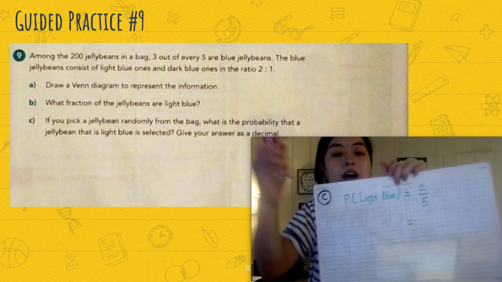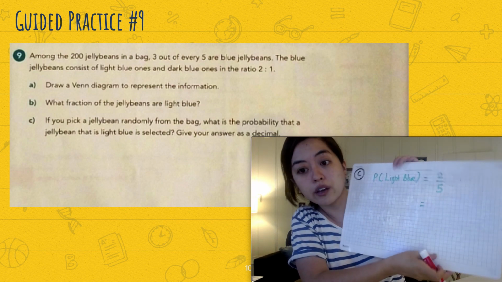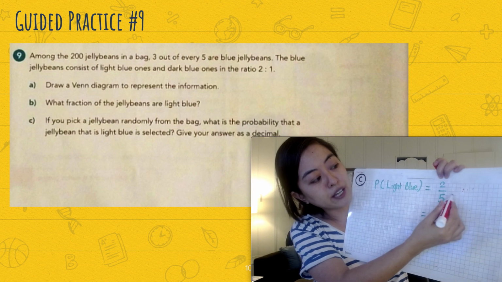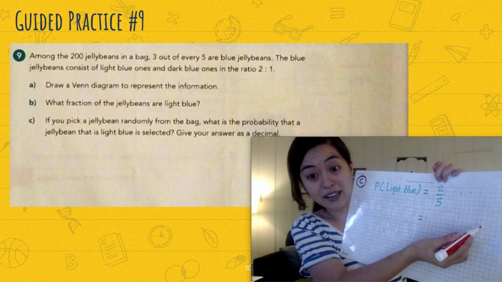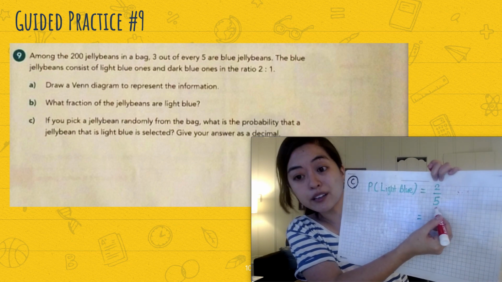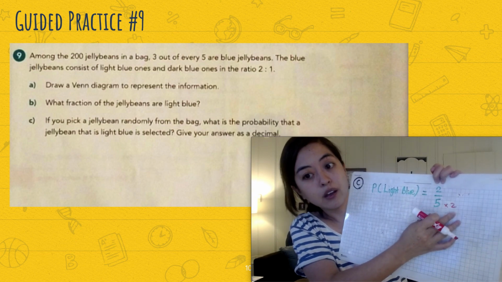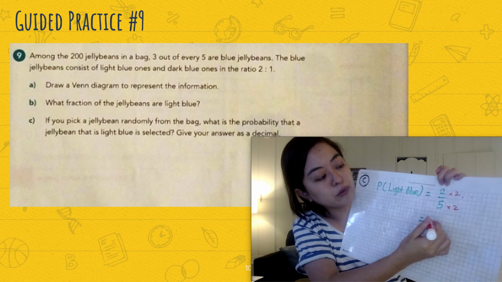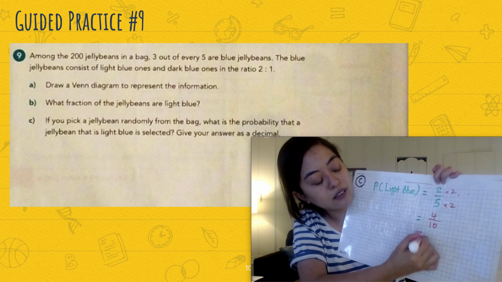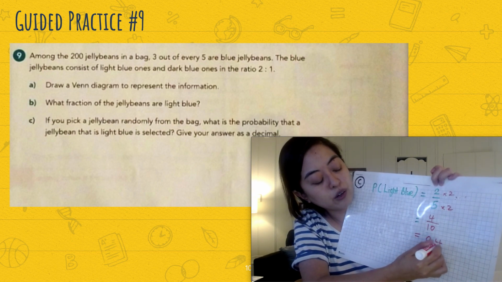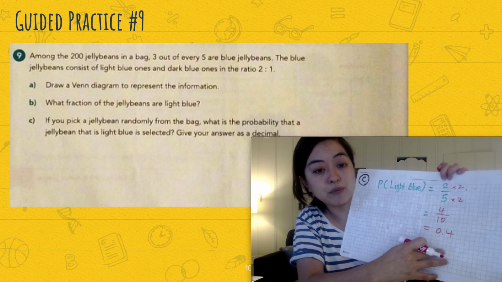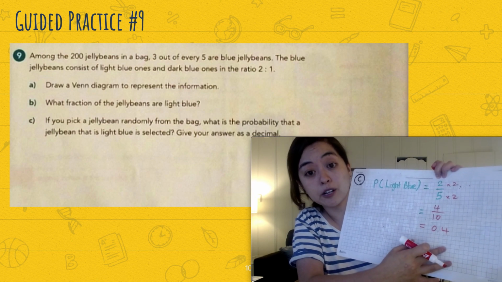But now it says I want to get this as a decimal. For me it's easy to get it as a decimal if I can have my denominator be a 10 or 100 or 1,000. So let's see. I can easily make this denominator a 10 if I multiply it by a 2. But whatever I do to the denominator, I have to do to the numerator to get an equivalent fraction. So this becomes 4/10, and 4/10 is the same thing as saying 0.4. So this is my decimal. This is my probability of getting a light blue jelly bean, which is 0.4.